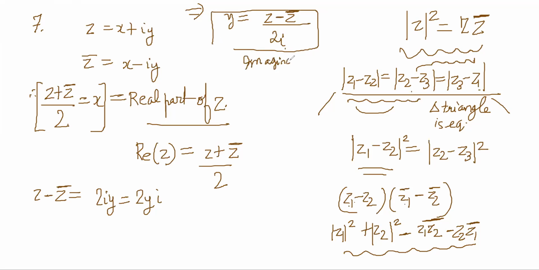Imaginary part of z, correct? Because y was the component of z in the imaginary direction. Then let's take a look at arguments of a complex number.